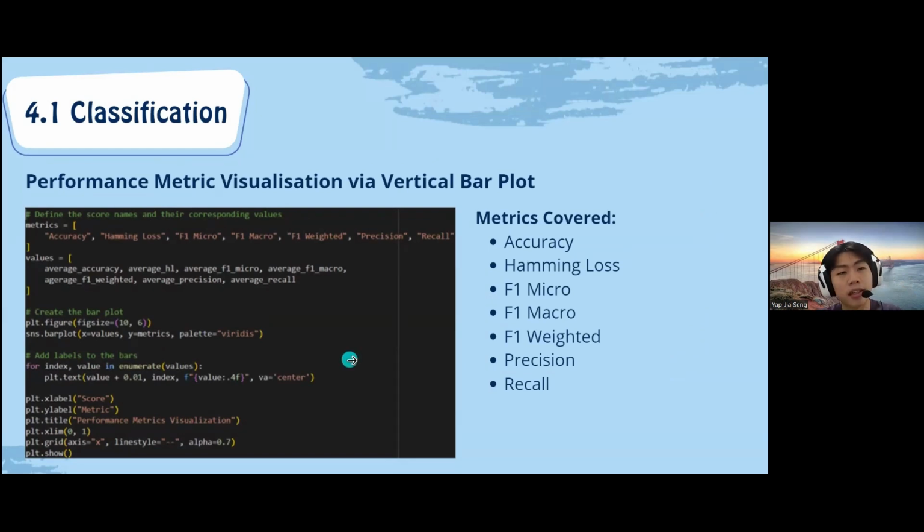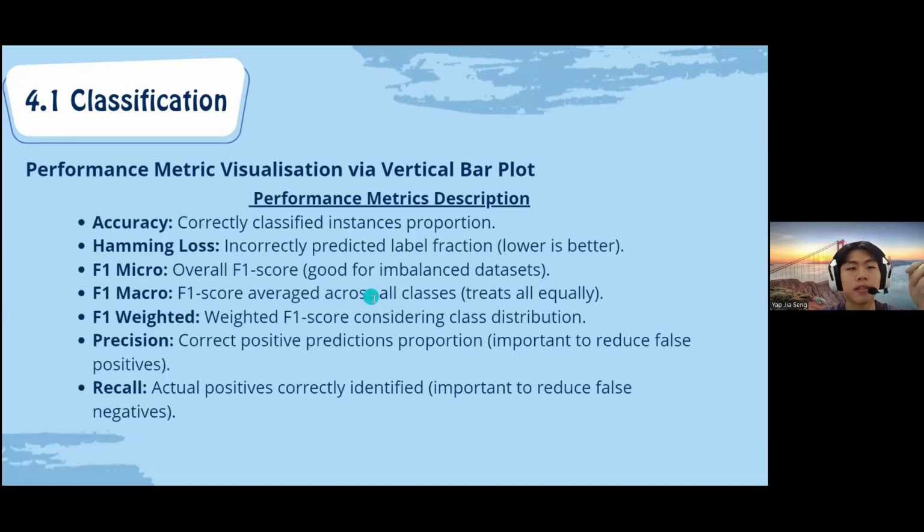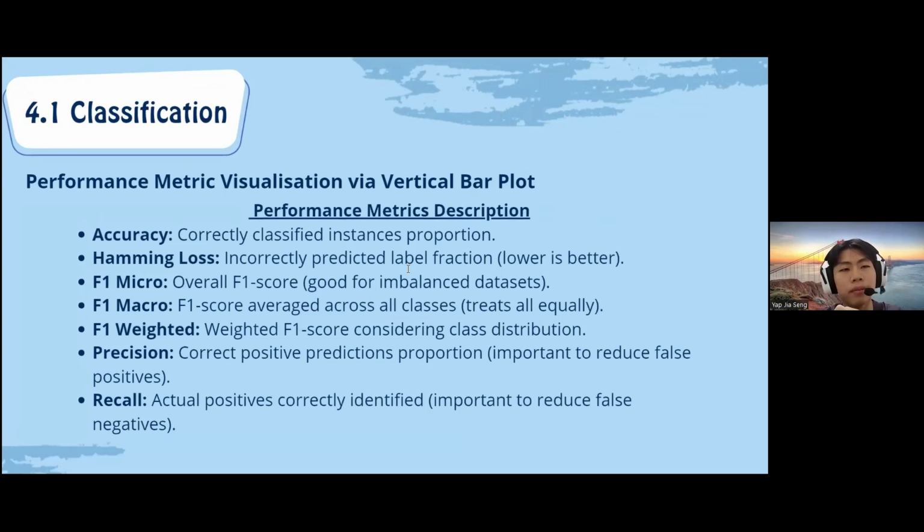Here is a breakdown of the performance metrics we use. Accuracy tells us how many instances were correctly classified overall. Hamming loss measures the fraction of incorrect predictions in multi-label classification. F1 micro calculates the global F1 score by considering total true positives, false positives, and false negatives. So this is useful when dealing with imbalanced datasets.